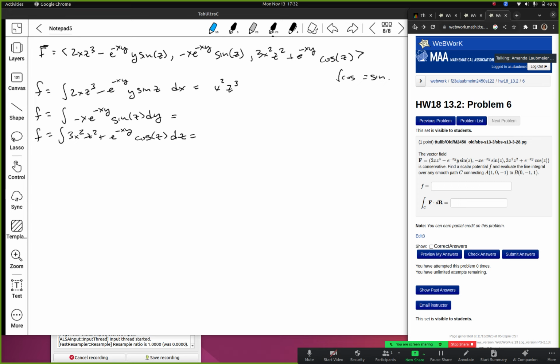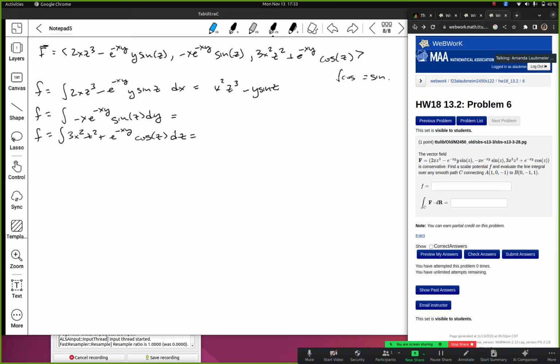And then integrating minus e to the minus xy, y sine z, with respect to x. This is the part that when I saw it in class was kind of throwing everyone off. So let's take it one step at a time. Minus y sine z, all that stuff is constant with respect to x, so we can kind of ignore it.